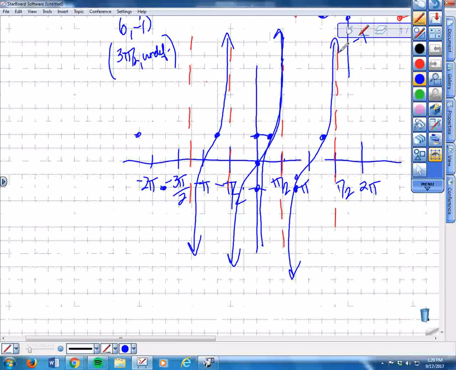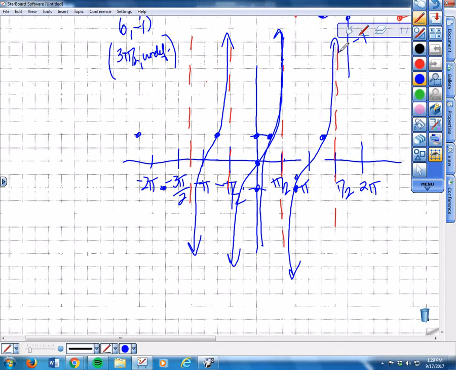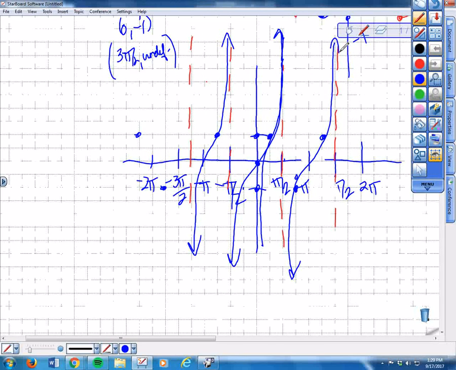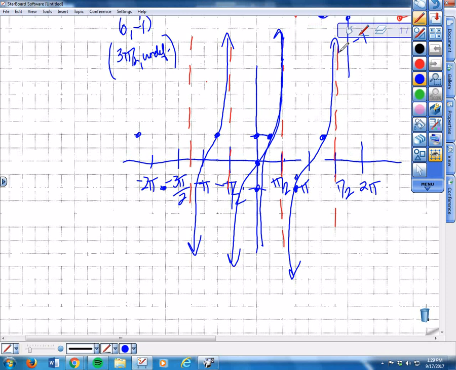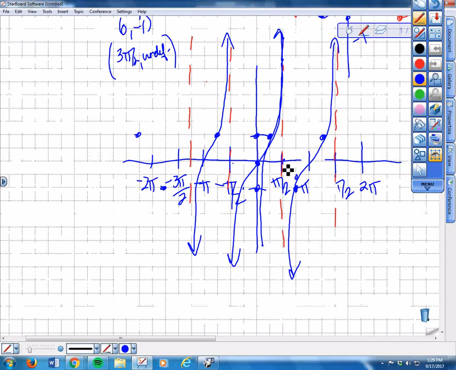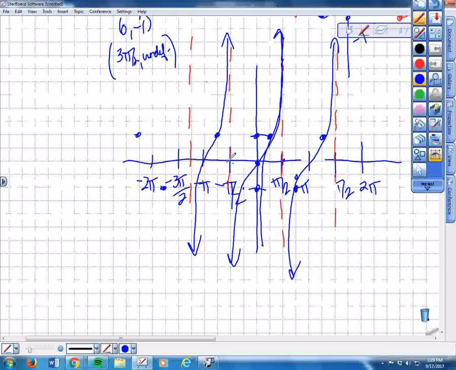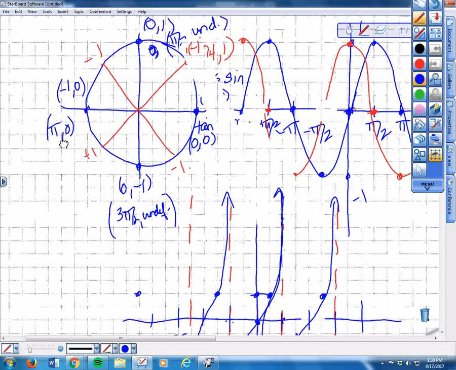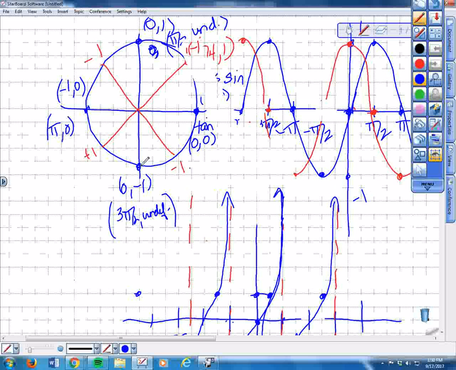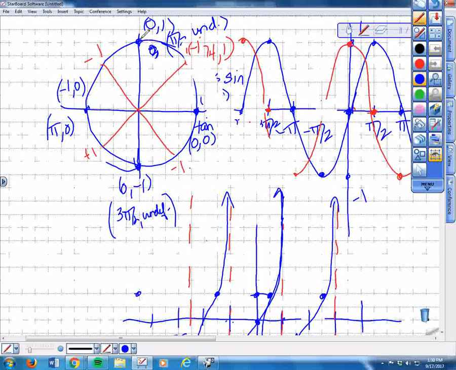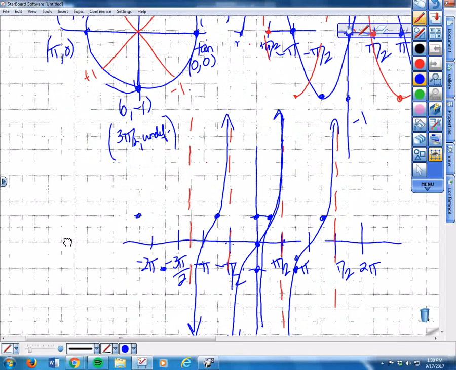So what's the period of tangent? How long does it take to repeat itself? How many radians? Well, this is the full graph from here to here. It goes from negative pi over 2 to positive pi over 2. So how many? 1 pi, right? So the period of tangent is pi.